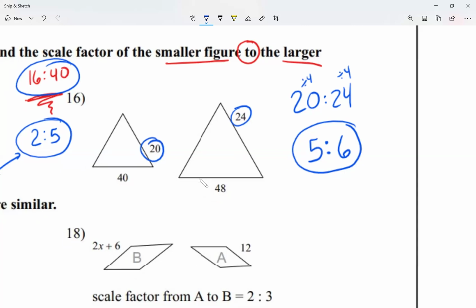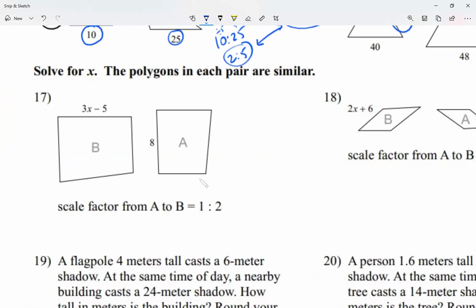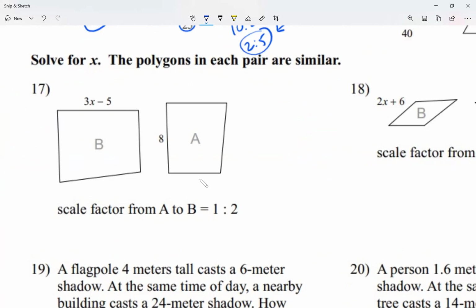Now that we know how to use scale factor, we're going to be able to solve for x. We're going to use it to solve for sides. The polygons in each pair are similar. And remember, we're solving for x. Notice how one of my figures is called B, and then one of my figures is called A. And I only have one measurement for each of my figures. Okay, so scale factor from A to B is 1 to 2.